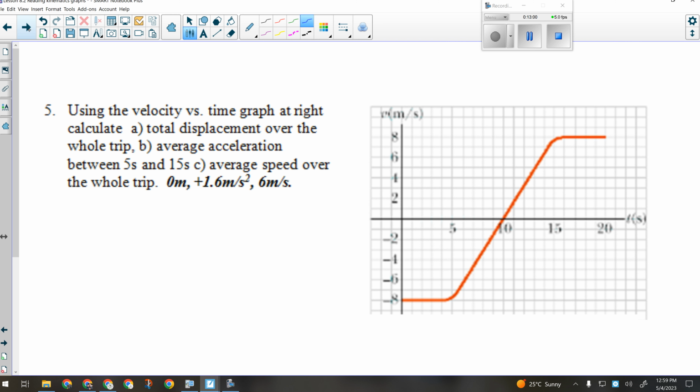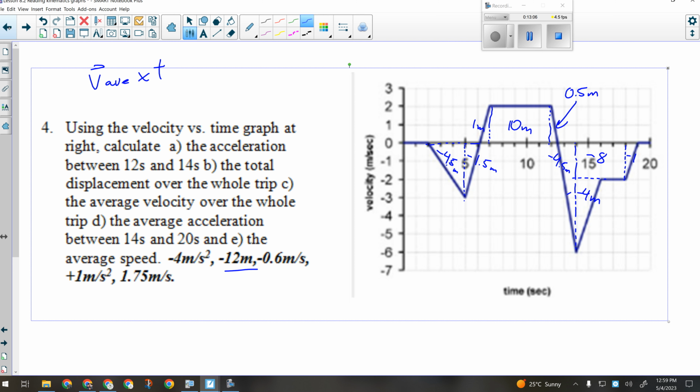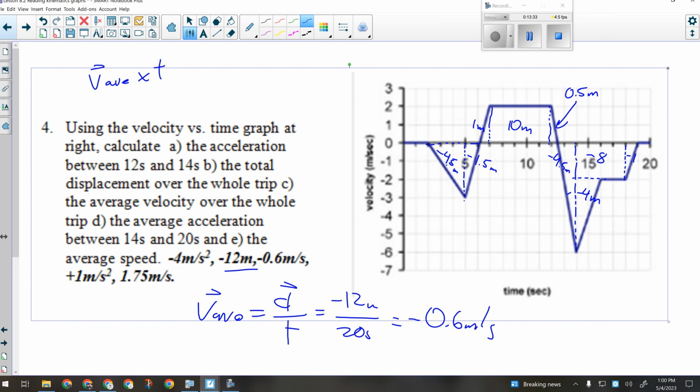Oh, sorry, we forgot to finish off that other question. Sorry, let's go back to that. So part C was calculate the average velocity over the whole trip. Did I just do the hard part of finding average velocity? Because average velocity is total displacement, which I just calculated, divided by total time. So I can just plug in that number I got, -12 meters, and divide it by 20 seconds. That's going to give me -0.6 meters per second.